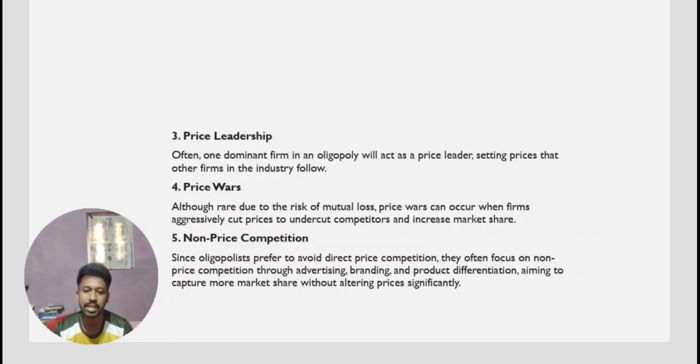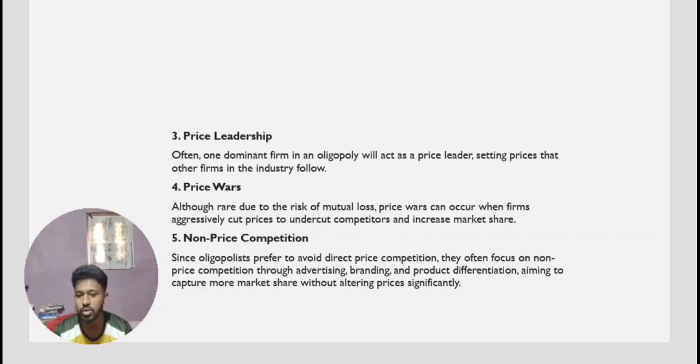Third is price leadership. Often one dominant firm in an oligopoly will act as a price leader, setting prices that other firms in the industry follow. And fourth is price wars. Although rare due to the risk of mutual loss, price wars can occur when firms aggressively cut prices to undercut competitors and increase their market shares.